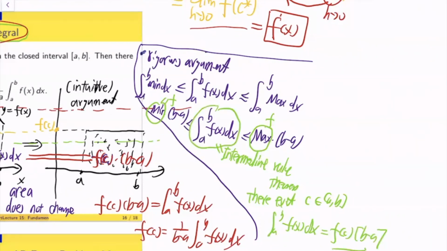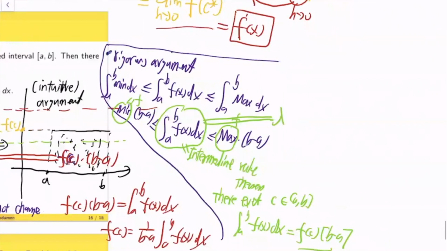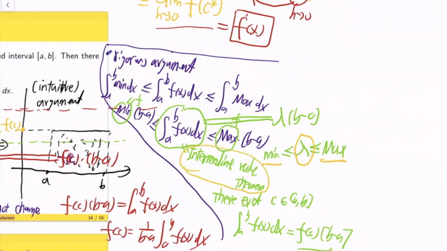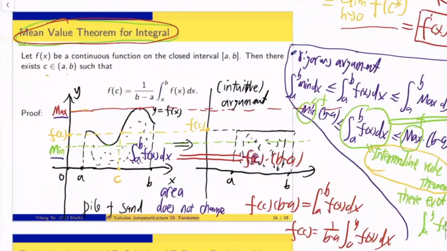Because from here, we know this integral has to equal some lambda times (b minus a), and the lambda is intermediate. It has to be no greater than the max and no less than the min. So this lambda is the intermediate value between the max and min. And then by the intermediate value theorem, you can always find c between a and b such that this lambda is given by the value f(c), which is again clear from the geometric picture. This is the max, this is the min, and for any intermediate value you can always find the c such that it achieves that value.